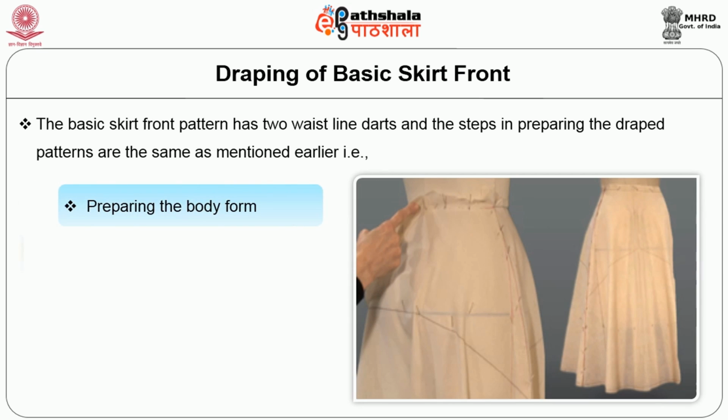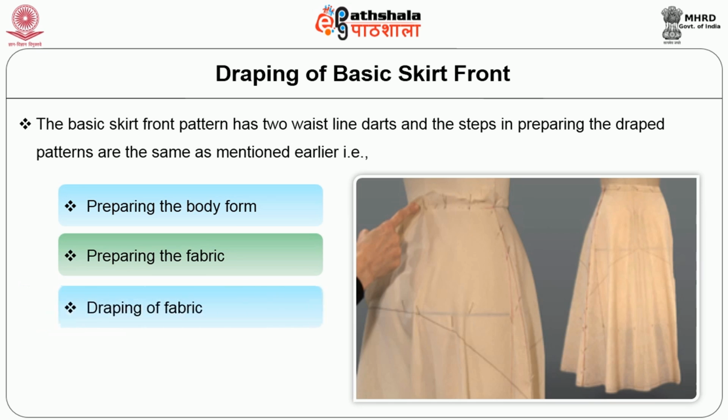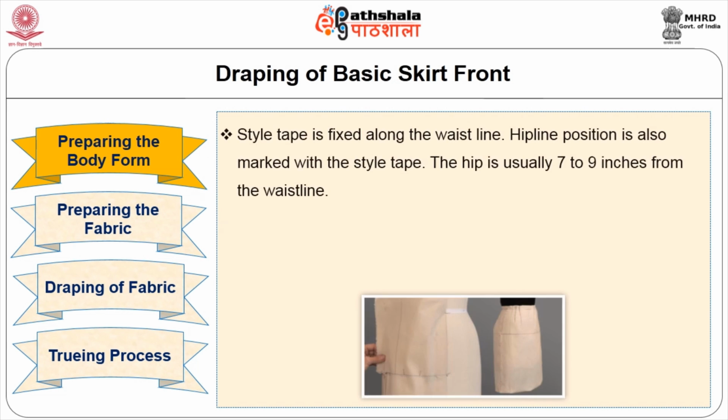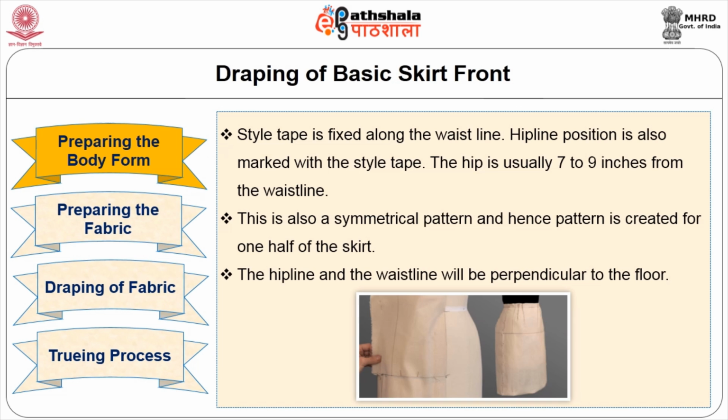The steps are the preparation of body form, preparation of fabric, draping of fabric, and finally the truing process. In the preparation of the body form, a style tape is fixed along the waistline. The hip position is also marked with the style tape. The hip is usually 7 to 9 inches from the waistline.